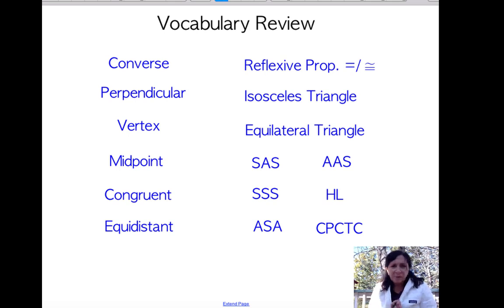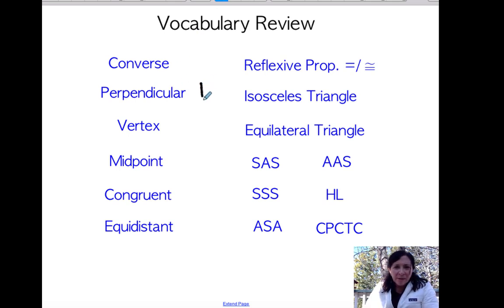The converse of something is basically based on if you have a statement, whether a hypothesis and a conclusion, right? You have your conditional. The converse is when you're taking your conditional, and you're taking your hypothesis and your conclusion and you're flipping it. So the hypothesis is now the conclusion, and the conclusion is now the hypothesis.